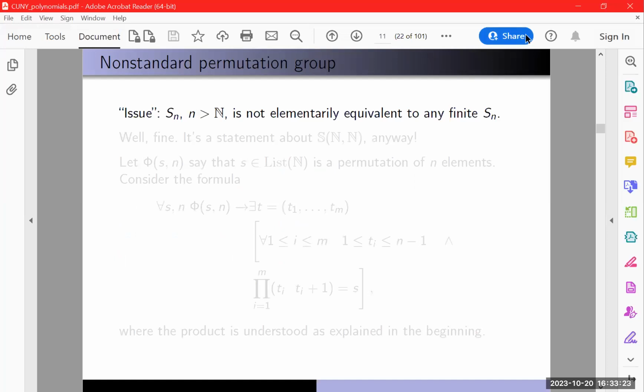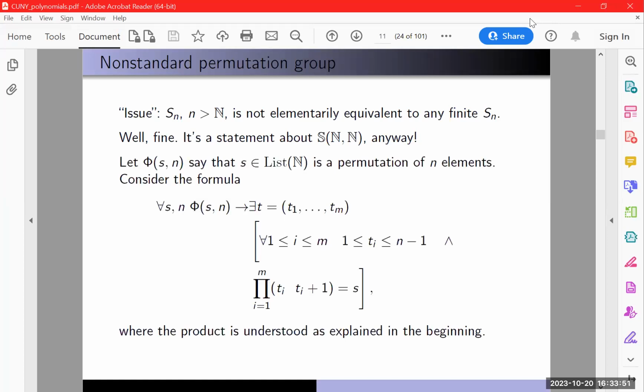And there is an "issue", and I'm putting it in quotation marks because it's actually not much of an issue. Superficially, if you want to take advantage of elementary equivalence, we cannot, because the Sns are finite, so there is no non-trivial elementary equivalence there. But we don't care that much, because we can think of this not as a statement about Sn, but rather as a statement about the least superstructure. And in the least superstructure, we can easily write down the following statement. Let me explain here.